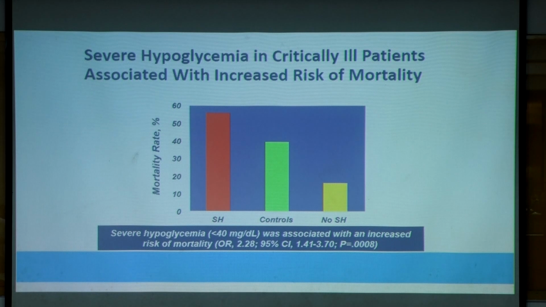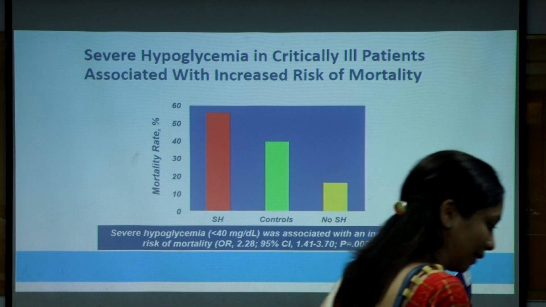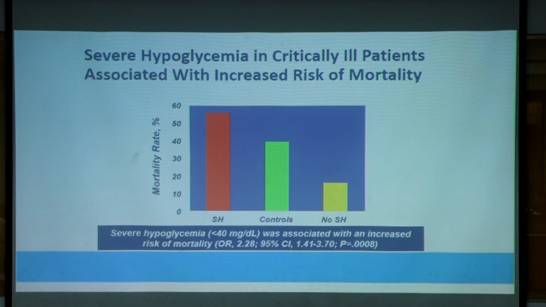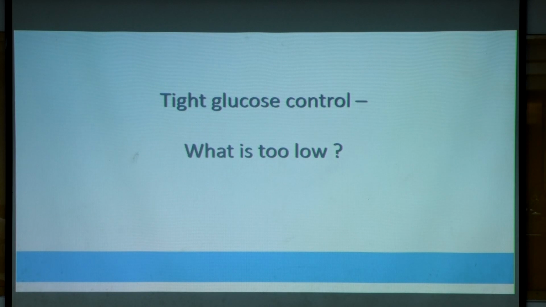Severe hypoglycemia in critically ill patients is associated with an increased risk of mortality. Severe hypoglycemia, less than 40 milligram, was associated with a higher mortality rate. So all these recent studies suggest that perhaps these targets are too strict: the Van den Berghe study, the VISEP study, Glucontrol, the NICE-SUGAR study I mentioned. In all these studies, they got a frequency of hypoglycemia of less than 40. So tight control, what is low?